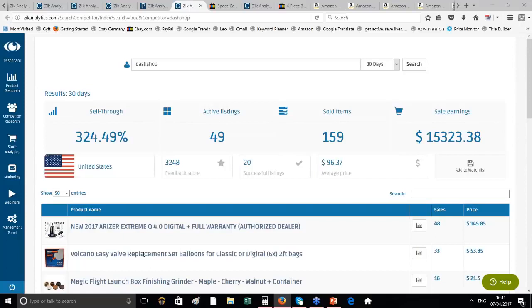Yes, we are working on collaboration between all tools, so you can increase sales, save time, and do everything that makes you make more money.